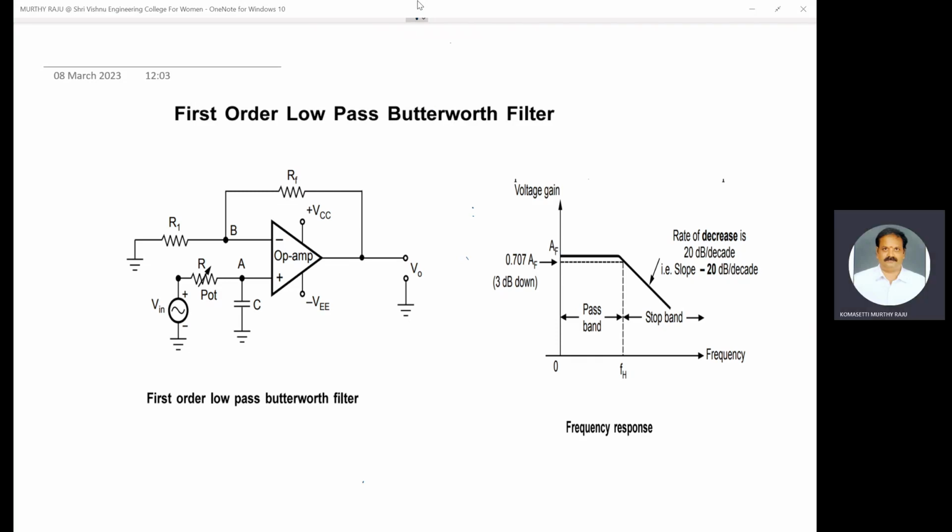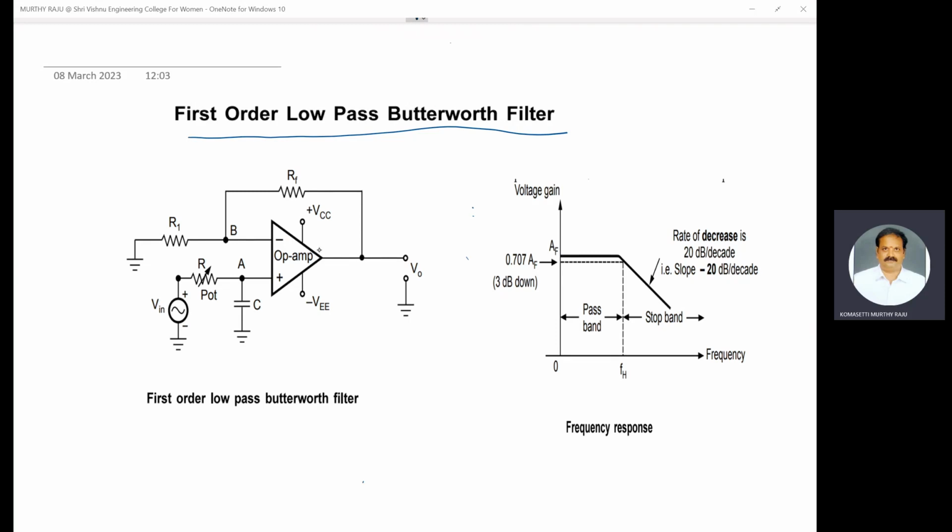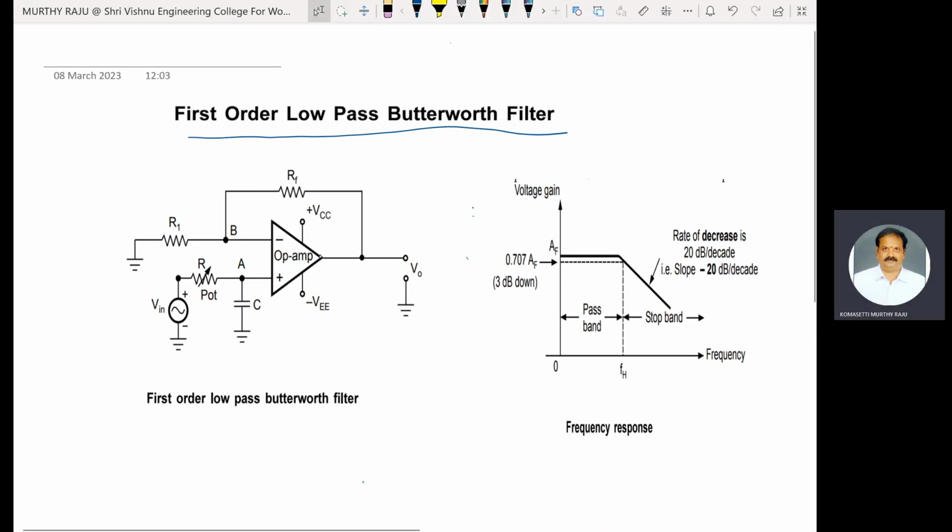Here I will explain first order low pass Butterworth filter analysis. Here the active element is an op amp, and we use the active element together with some passive elements. The passive elements are resistances and capacitance, a combination of both active and passive elements.